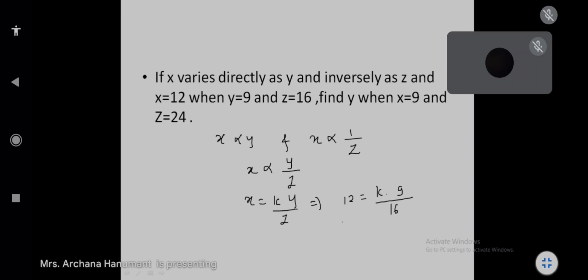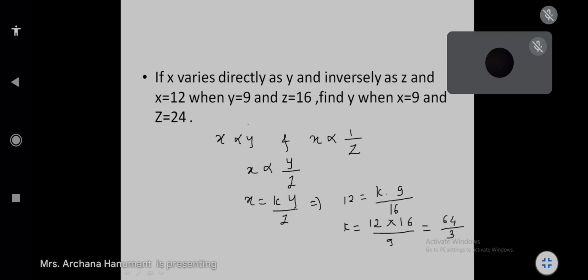So here the value of k becomes k is equal to 12 into 16 divided by 9, correct? So it becomes 3 into 3 is 9 and 3 into 4 is 12. 16 into 4 is 64, divided by 3. This one is the value of k.